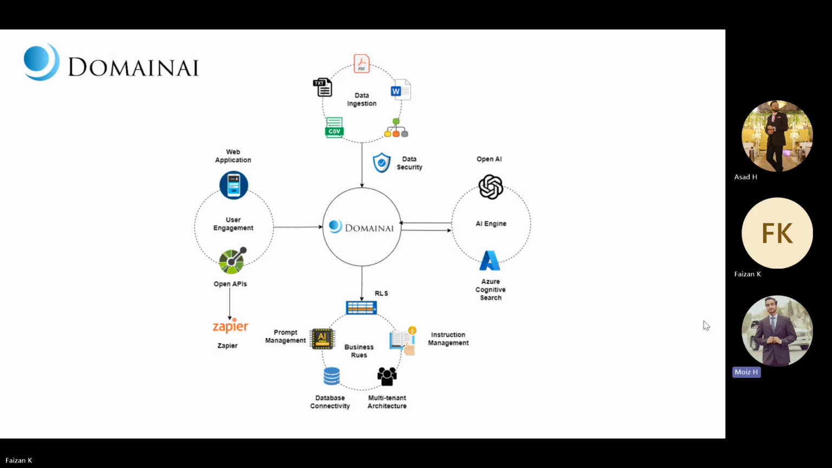Now, some of the key features of Domain AI are role-level security, essentially allowing people with a specific role to have access to specific information. For example, if you have someone in accounting and someone in HR, and you don't want the HR person to have access to accounting data, which is sensitive, you can just limit that data through assigning specific roles. Domain AI also has three major features in addition to that: our instruction management, our prompt management, and also our multi-tenant application architecture.